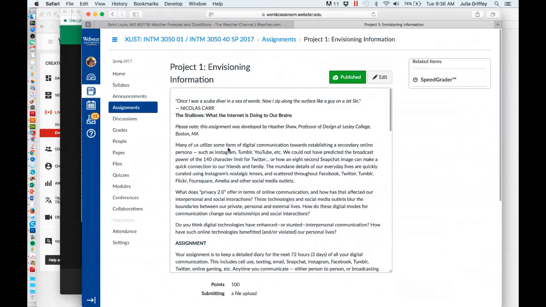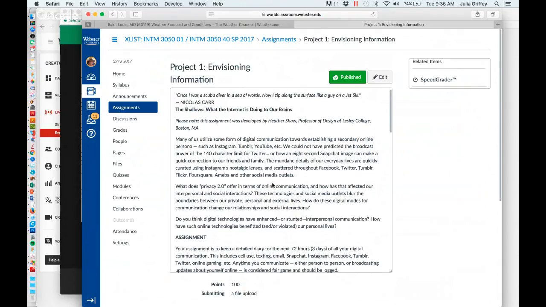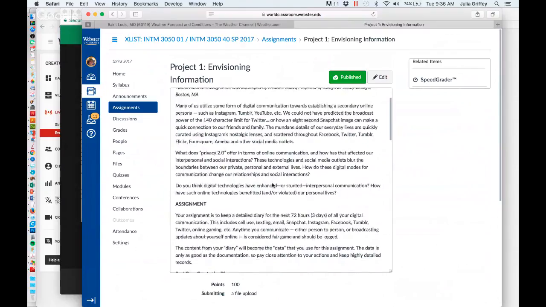Many of us utilize some form of digital communication towards establishing a secondary online persona, such as Instagram, Tumblr, YouTube, etc. We could not have predicted the broadcast power of the 140 character limit for Twitter, or how an 8-second Snapchat image can make a quick connection to our friends and family. The mundane details of our everyday lives are quickly curated using Instagram's nostalgic lenses and scattered throughout Facebook, Twitter, Tumblr, Flickr, Foursquare, Amoeba, and other social media outlets.